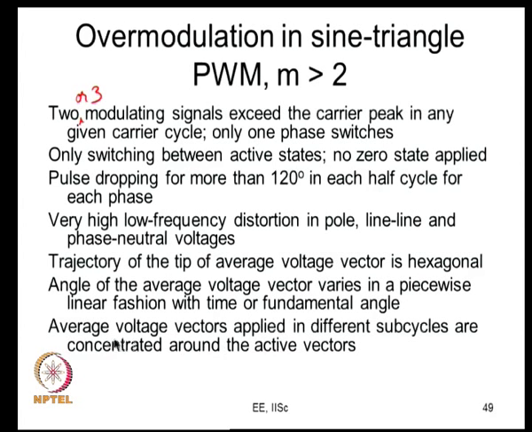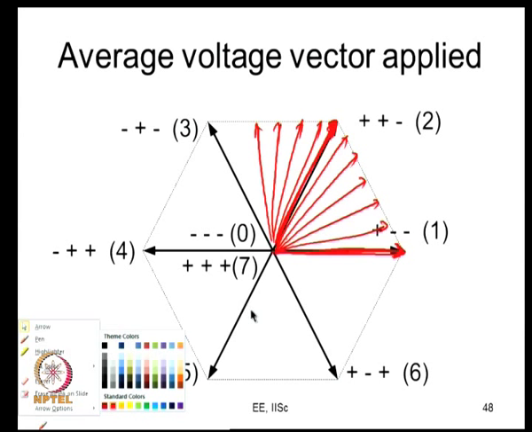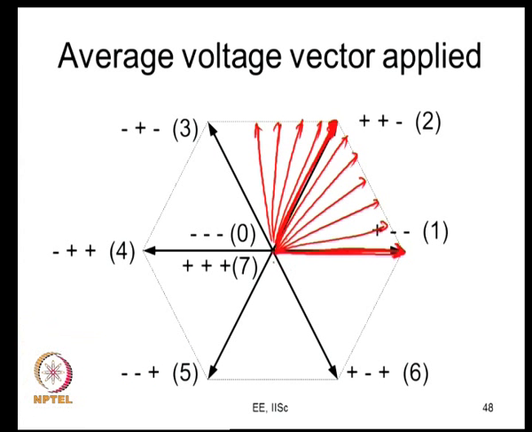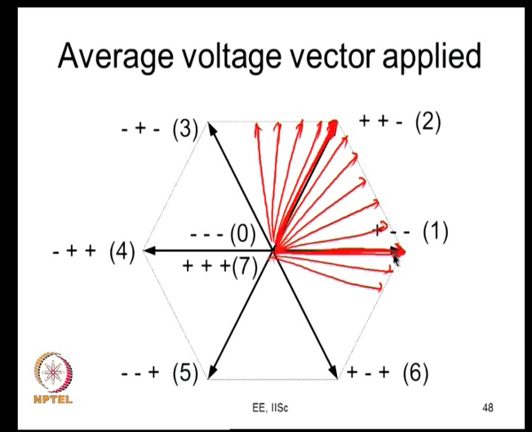What you also find is the average voltage vectors applied in different subcycles are concentrated around the active vectors. What I mean is, if you look at this, you will have voltage vectors here, but you have a lot of vectors. In this particular case you have many vectors along active vector 1 itself. Eventually, as the depth of modulation goes on increasing, more and more vectors will start coming close to this and will be aligned along the active vector 1.